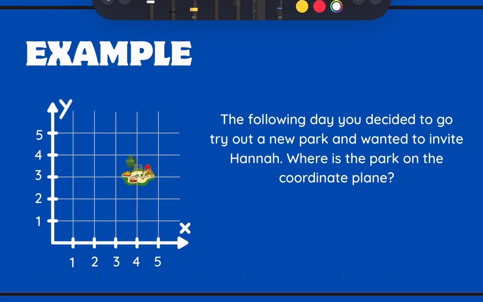Let's try another example out. The following day, you decided to go try out a new park and wanted to invite Hannah. Where is a park on the coordinate plane? Well, let's see. The park on the x-axis lands right here at 4, which means that my x point must be 4. And on the y-axis, it lands right there at 3, which means my y point must be 3. Therefore, my coordinate will be 4, 3. And that's it.